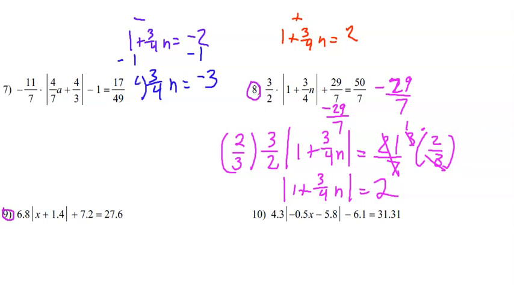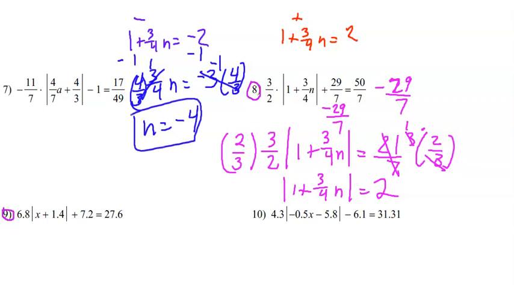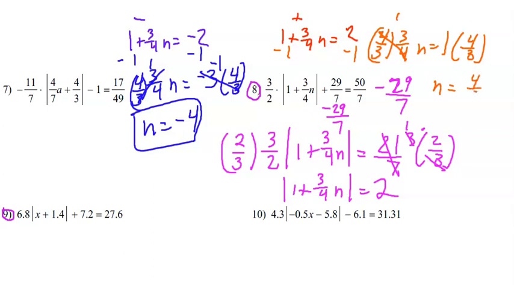To get rid of the fraction, flip the fraction and multiply each side by it. This is 1n equals negative 3 divided by 3 is negative 1. Negative 1 times 4 is negative 4. And then we'll solve for the other one. Subtract 1 each side. 3/4 n equals 1. To get rid of the fraction, flip the fraction and multiply each side by it. This is 1, so 1n equals 4/3. So those are your two solutions.